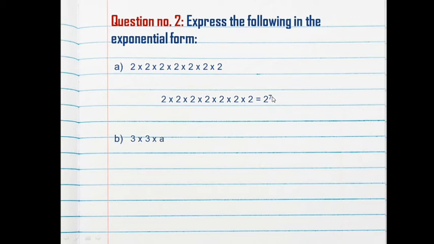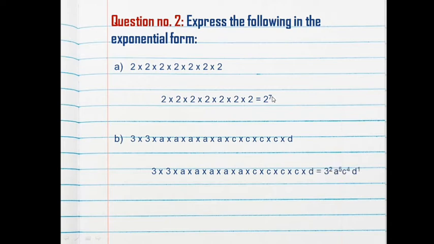Then 3 into 3 into A into A into A into A into A into C into C into C into C into D. So here we have to write the exponential form of this given expression. We have to count how many times a particular number has multiplied with itself. So here 3 is multiplied with itself 2 times. So here we will write 3 raised to the power 2.